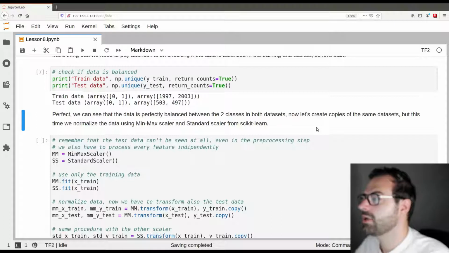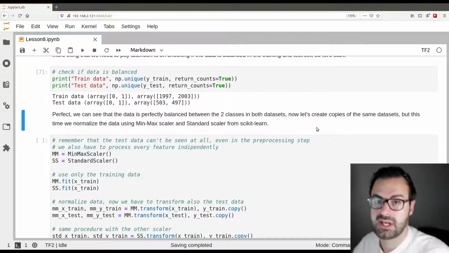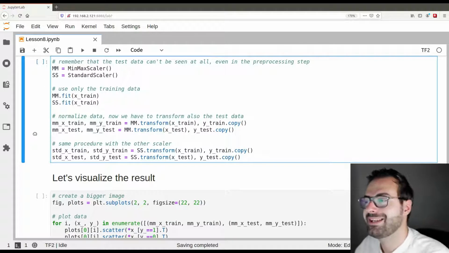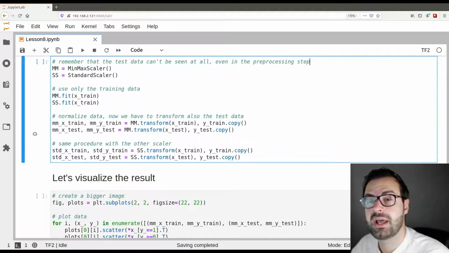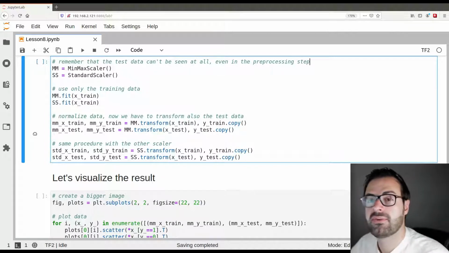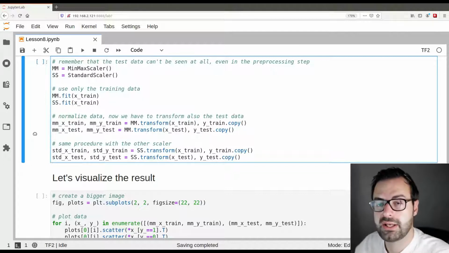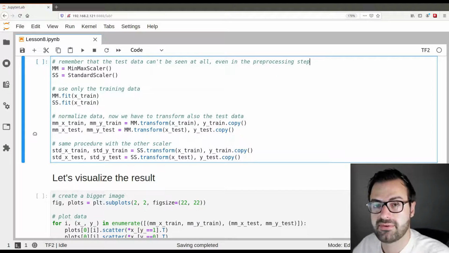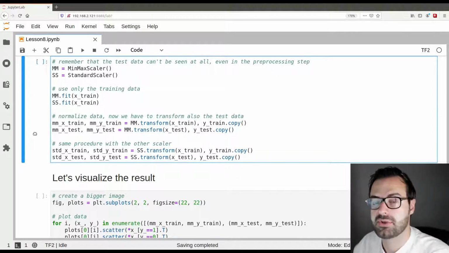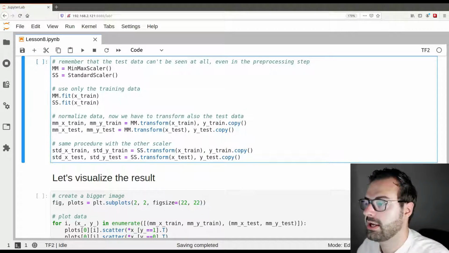Now let's create copies of the same data sets, but this time we normalize the data using MinMaxScaler and StandardScaler from scikit-learn. Now remember that the test data cannot be seen at all during the pre-processing step. This is where usually people make mistakes. So first we split the data into training and testing. Then we consider only the training data for our pre-processing function. And then we apply the same pre-process technique on the test data. We don't do the pre-processing and then the splitting. This is a very important topic. So we can execute this code.